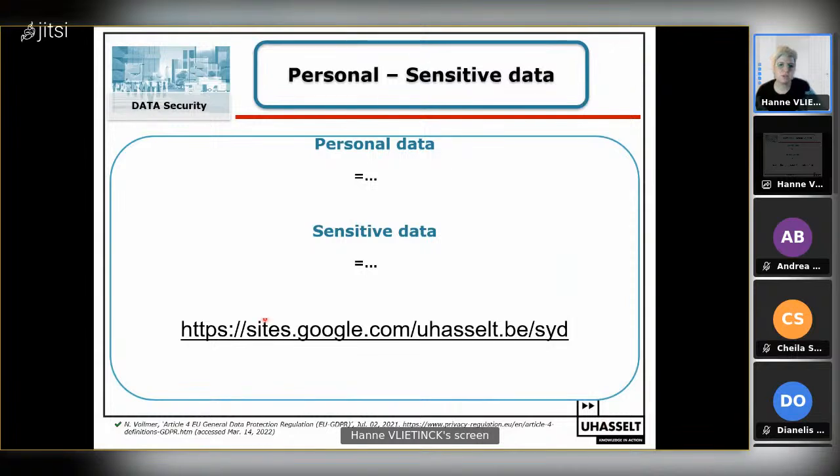So first I want to ask, do you know the difference between personal and sensitive data? Everybody in the group is free to answer this question. And it's not bad if you don't know it, then you're in the right place here to learn. So I go a little bit to the persons that I already know, Grizzly or Dianelis or Andrea. Any idea?